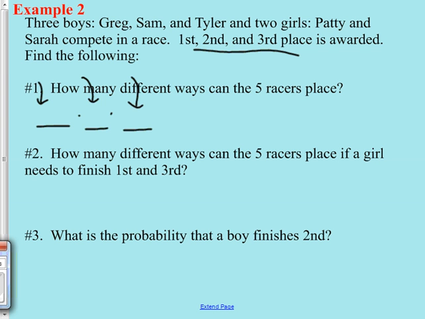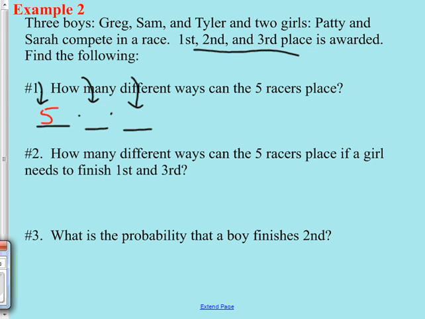Pausing now. On that one, can anybody make an argument that it should be 3 because there's Greg, Sam, and Tyler? No, because the girls could just as equally win. So even though they're in 2 different groups, we have a total of 5. Now, why are they divided up? You'll see in a moment.